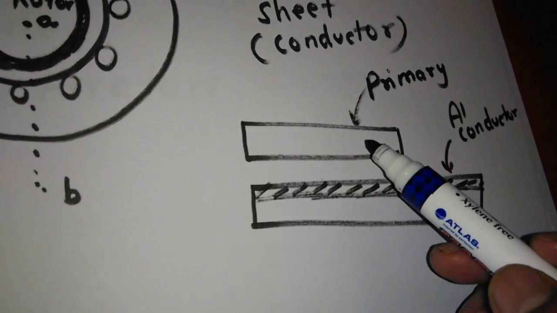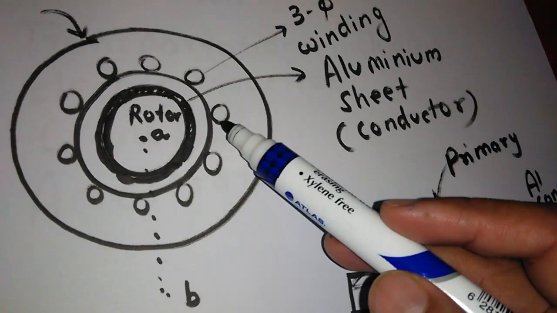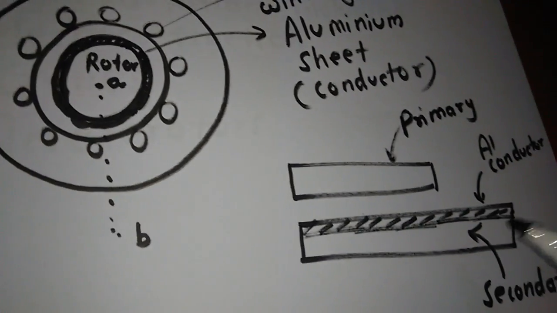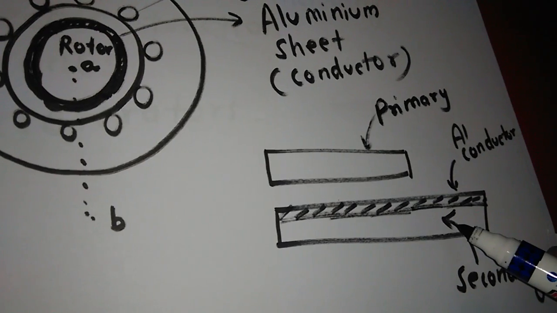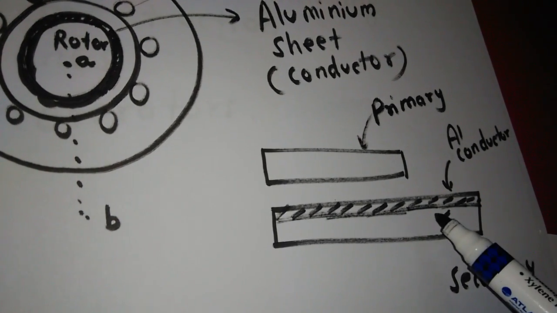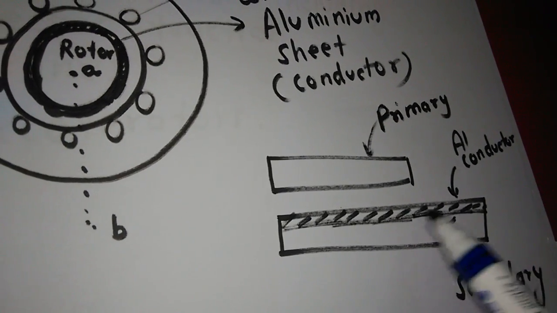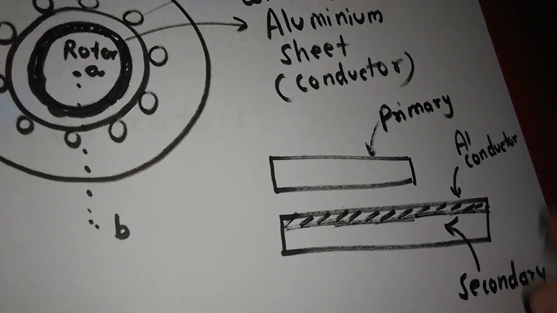In a linear induction motor, the stator and rotor are called the primary and secondary respectively. The secondary of the linear induction motor consists of a flat aluminum conductor with a ferromagnetic core.